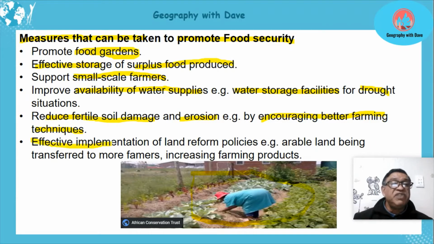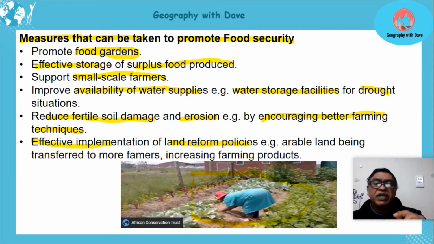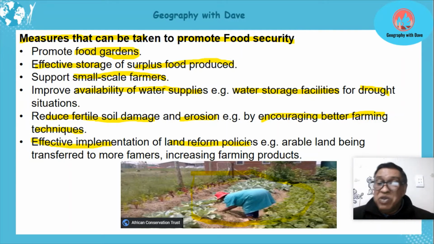Then I would say effective implementation of land reform policies that you learned in settlement, land redistribution, etc. Okay, why I say effective? If it's fertile land, arable land, give it or transfer it to more farmers. Of course, you have to teach them the skills. So when land reform policies come and they transfer it to more farmers, therefore, if these people farm on more farming products, promoting food security.